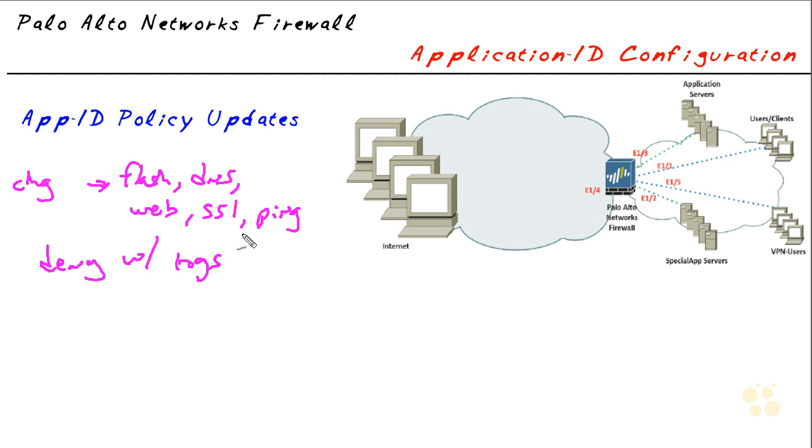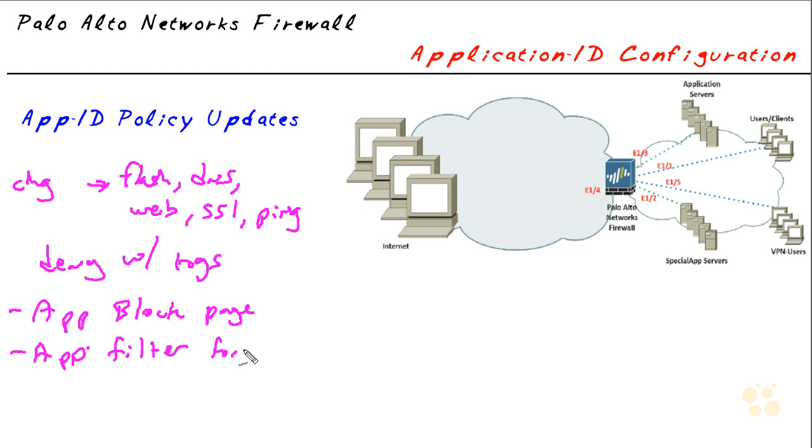I want to have that logging information for it. It's kind of cool things. I want to do other stuff that we can put in here. Create an application block page. Okay. Let's see what else we can add in. An app filter for file sharing. Definitely don't want to have that, so we'll go ahead and deny that across the board in there. I want to log some information for that.